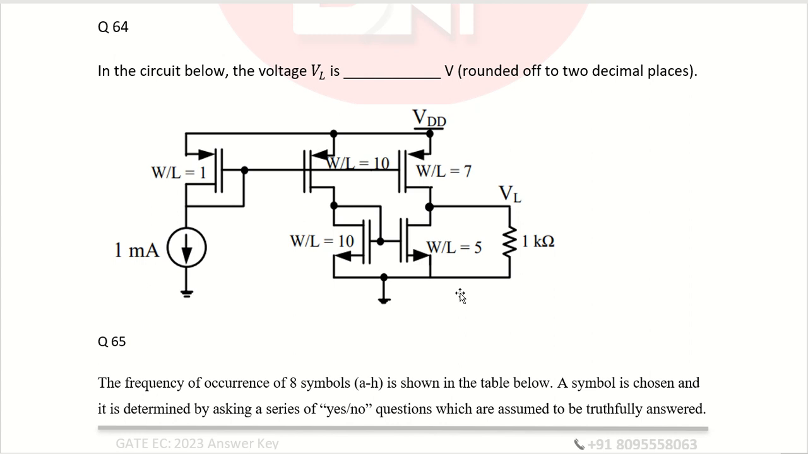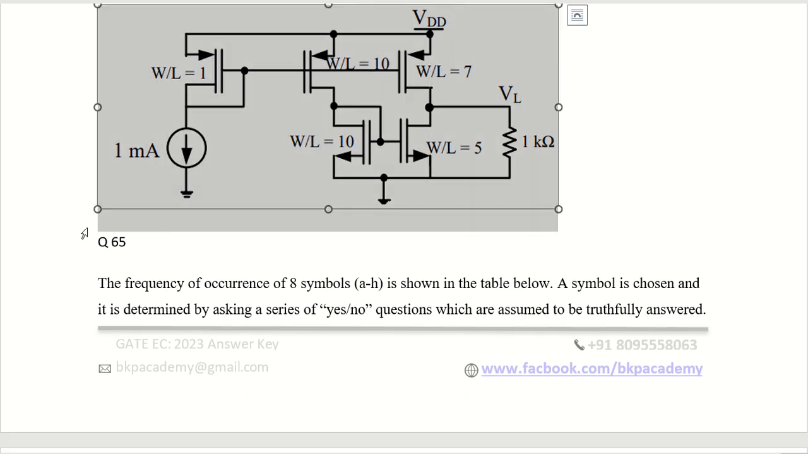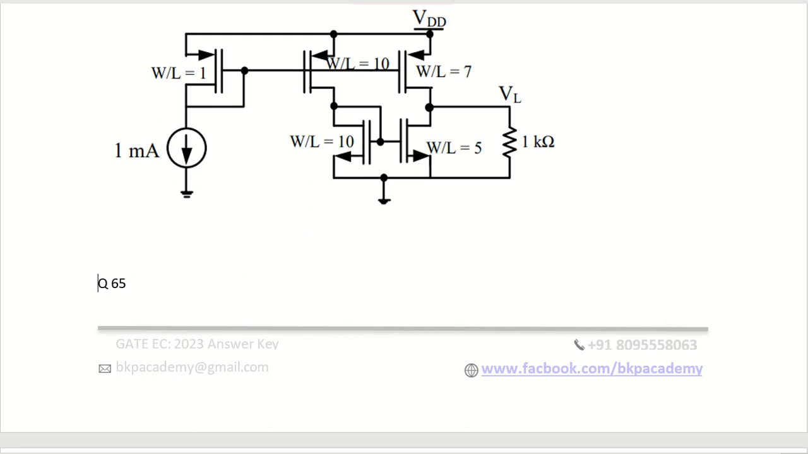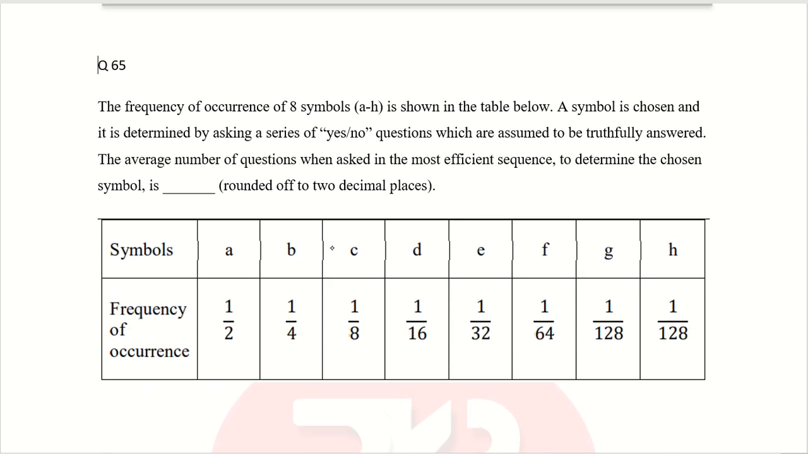Then question number 64 is 2, okay. So in the circuit, the voltage VL is actually 2 volt. This also I have taught you in RAM constructions. Then for question number 65, the answer is going to be 1.984. I hope you found it a little useful.